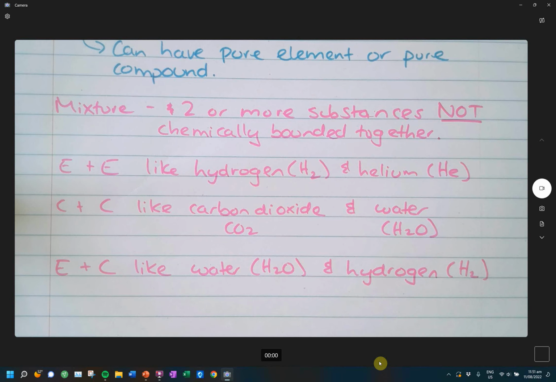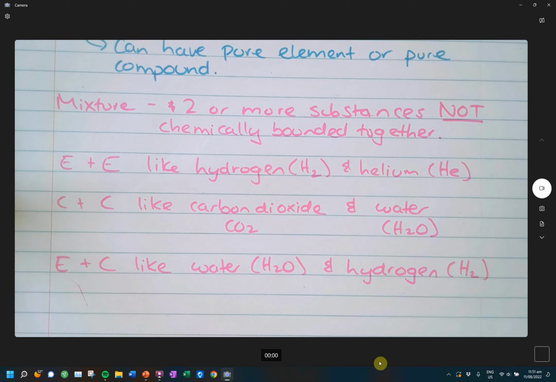It doesn't have to be just two things mixed together. It can be three, four, any number really. But the important thing is that they're not bonded together, so I'm not writing them as a combined formula. If I'm writing them as a combined formula, then I'm dealing with a compound. All right, I'll freeze the screen to give you time to write that down, and we'll practice that information.